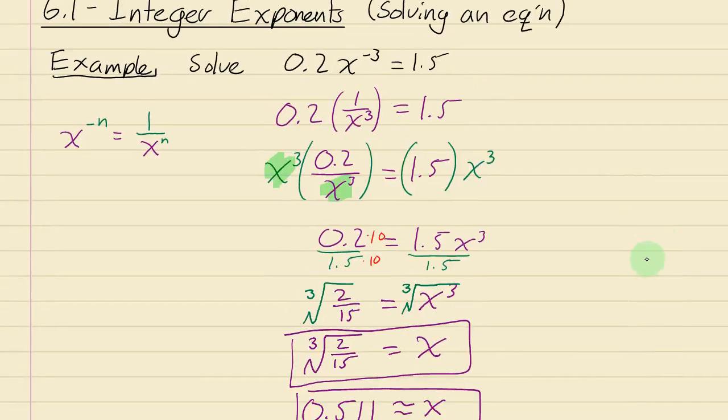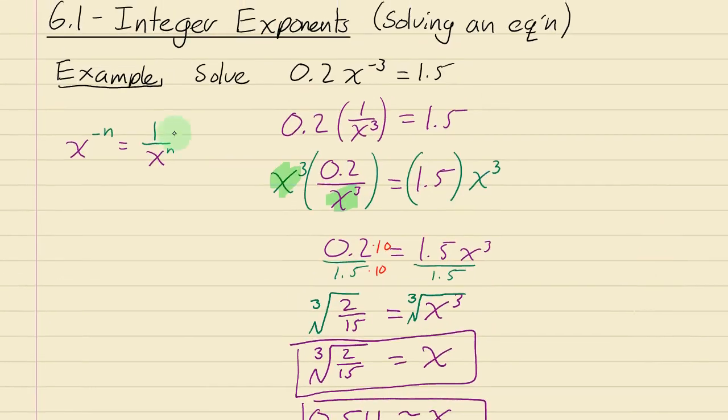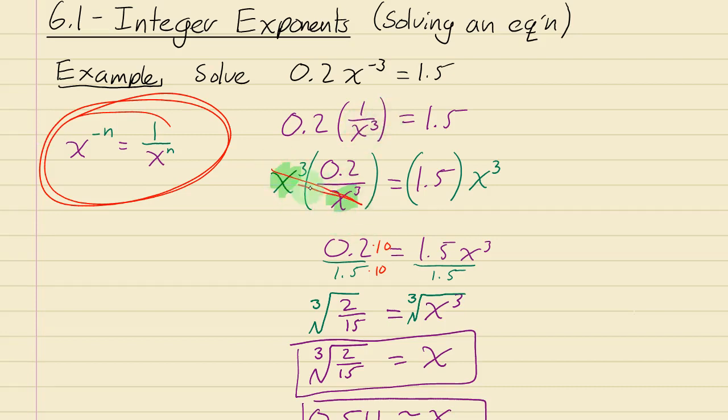So yeah, the main ideas here are to remember this fact. This is the main idea of section 6.1. And also, if you want to get rid of fractions, just remember to multiply both sides by the denominator to get that to cancel out there.